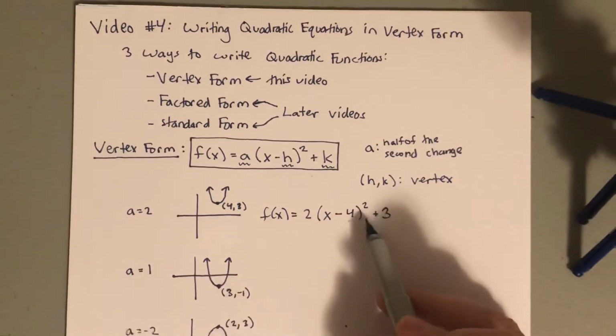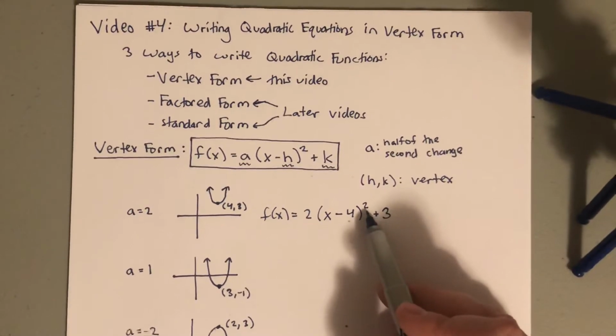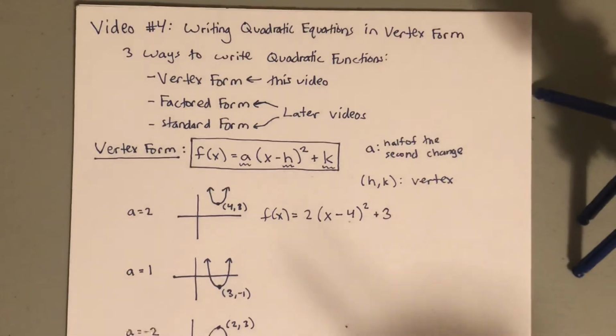The squared is really important. That's what makes it a quadratic function. Quadratic functions are functions that have a squared in them as the biggest exponent, and so you need that squared. If you don't have the squared, it just goes right back to being a linear function. So make sure that you don't forget the squared up there.